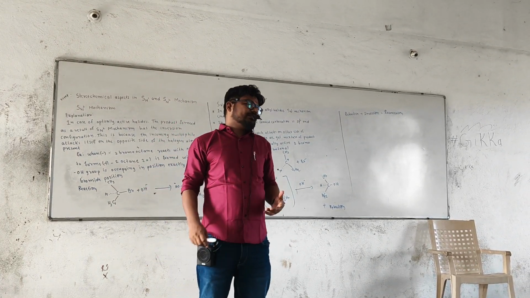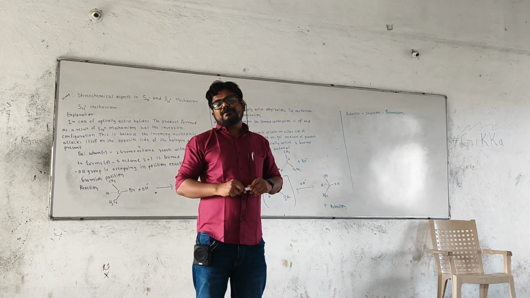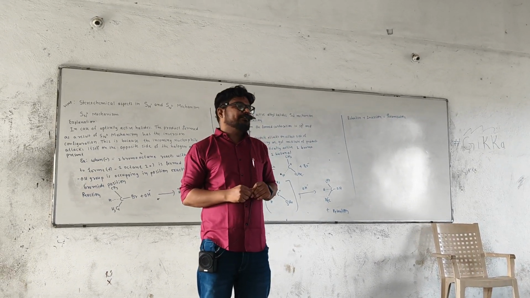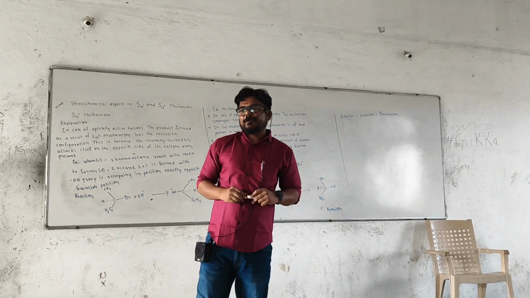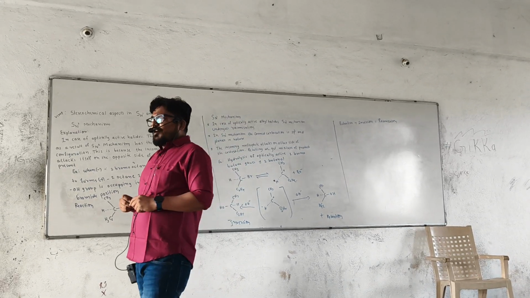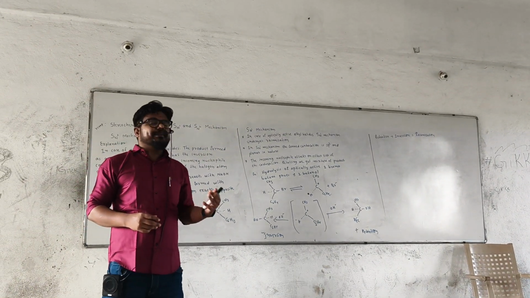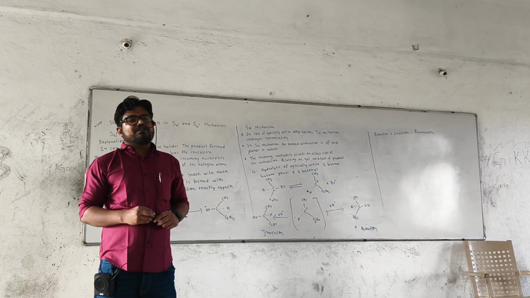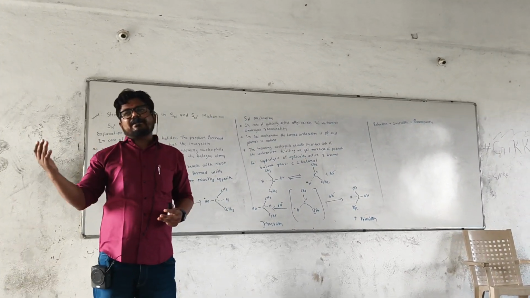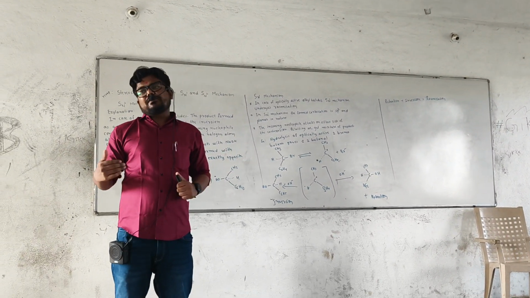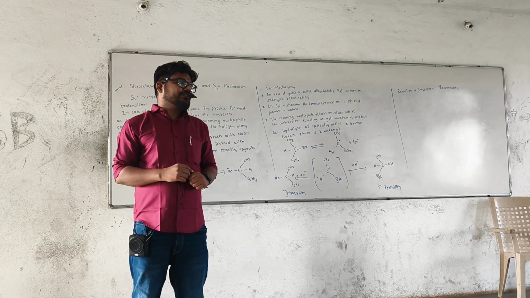Before discussing SN1 and SN2, do you know the meaning of optically active halides? What is meant by optically active halides? Optically active halides are nothing but the halides which rotate plane polarized light. Towards the right means clockwise direction, and towards the left means anti-clockwise direction.